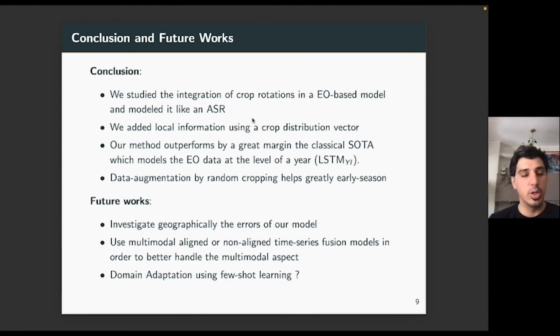So we studied the integration of crop rotation. It's like a multimodal language model, like in automatic audio speech recognition. We had local information. It outperforms the state-of-the-art by a great margin. And we proposed this data augmentation by random cropping, and it helps greatly in in-season classification.